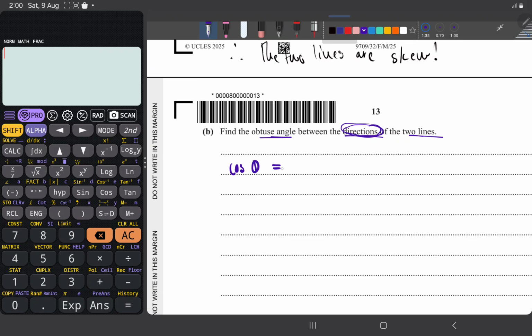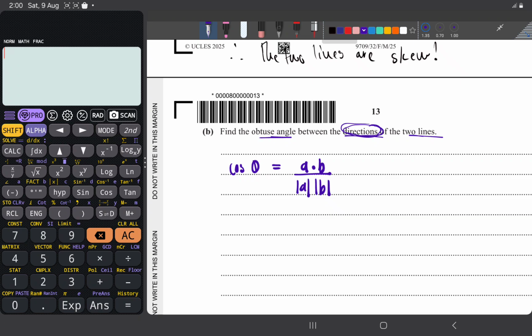We say cos theta is equal to A dot B over the modulus of A times the modulus of B. This will give you cos theta, and theta will be the angle between the two vectors. So to get theta, this is how you do it. Now, how do you get A dot B? A dot B is just you multiply the x values, add the multiplication of the y values, and add the multiplication of the z values.